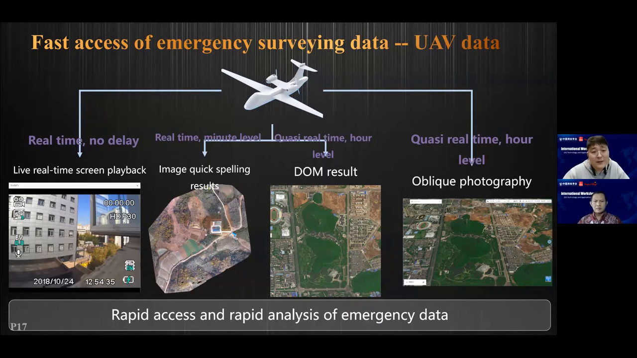So we can base on the UAV data to get different types of emergency serving data and access them to the system very quickly. Such as in real time, without any delay, we can access the live real-time screen playback. And for image and DOM data, we can access them to the system at minute level or hour level. And based on the UAV, we can also generate the oblique photography model, which can be integrated with the system at hour level. So this kind of technology can enhance the speed of fast access of emergency serving data.